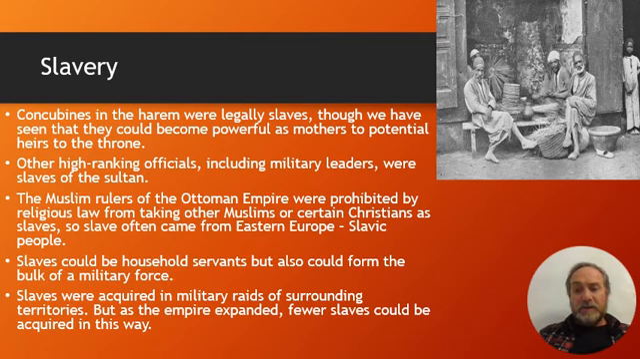So, yeah, slaves could be anything from household servants. They were the bulk of the military. They could be military commanders. Another way of acquiring slaves was in military raids of outside territories, right? But as the empire expanded and reached its furthest limit, it was harder and harder to bring in slaves that way. And so they developed a new method of acquiring slaves.